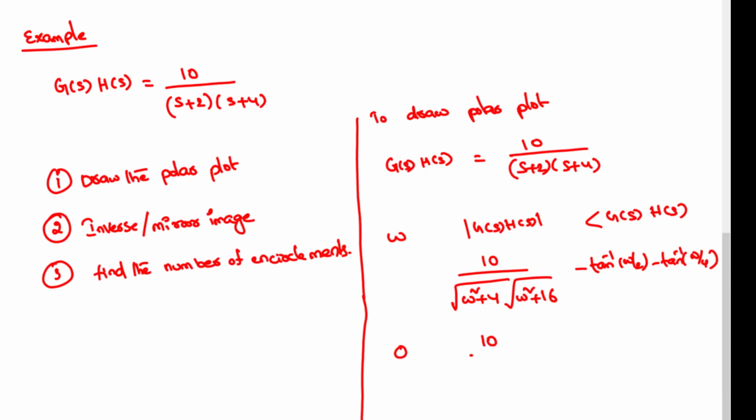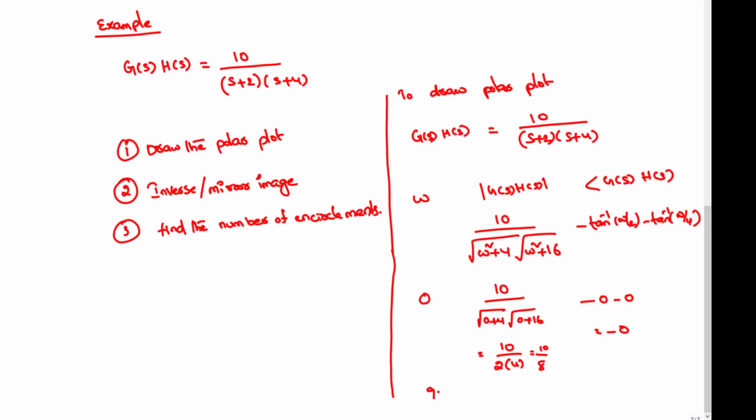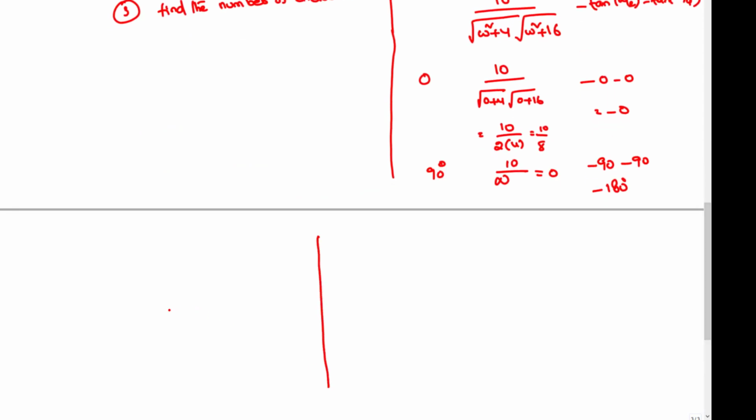Now let us give omega equal to 0. The magnitude is 10 by square root of (0 plus 4) into square root of (0 plus 16), that is equal to 10 by 2 into 4, so that is 10 by 8. When you replace omega with 0, the angle will be 0. Now when you keep omega equal to infinity, you will get 10 by infinity equal to 0, and the angle is minus 180.